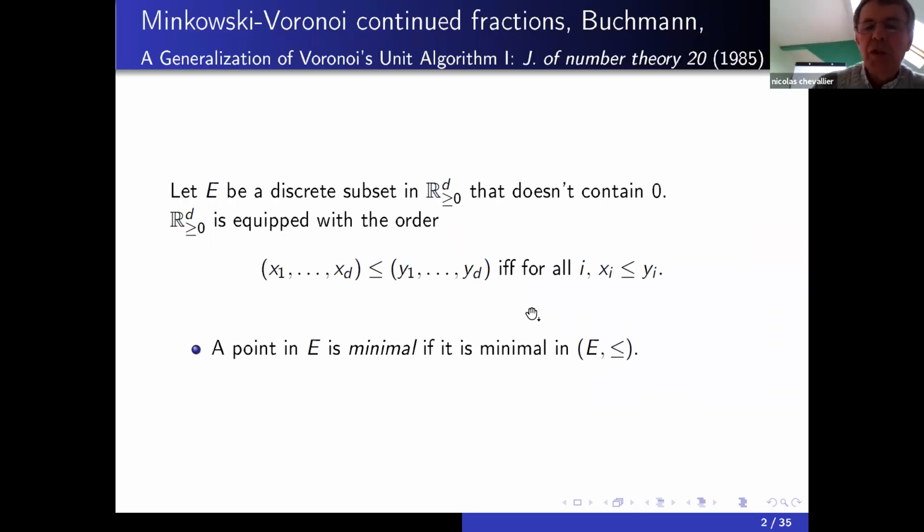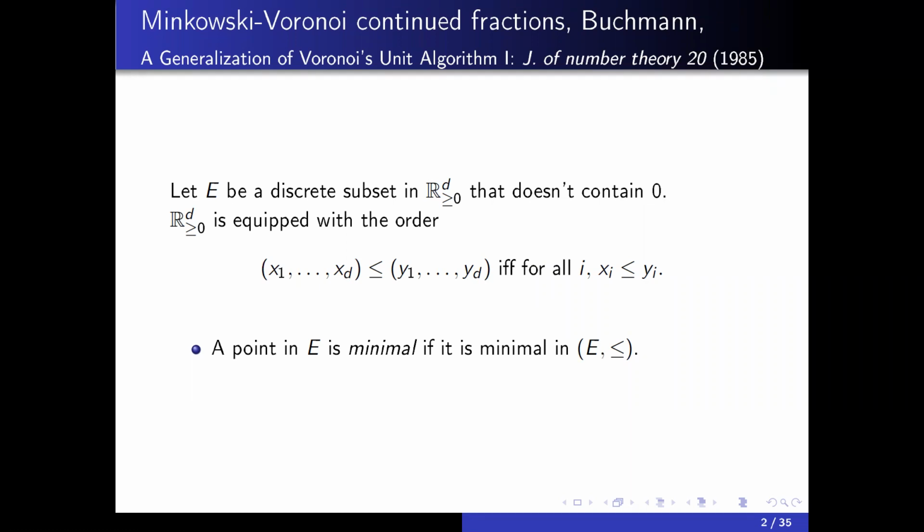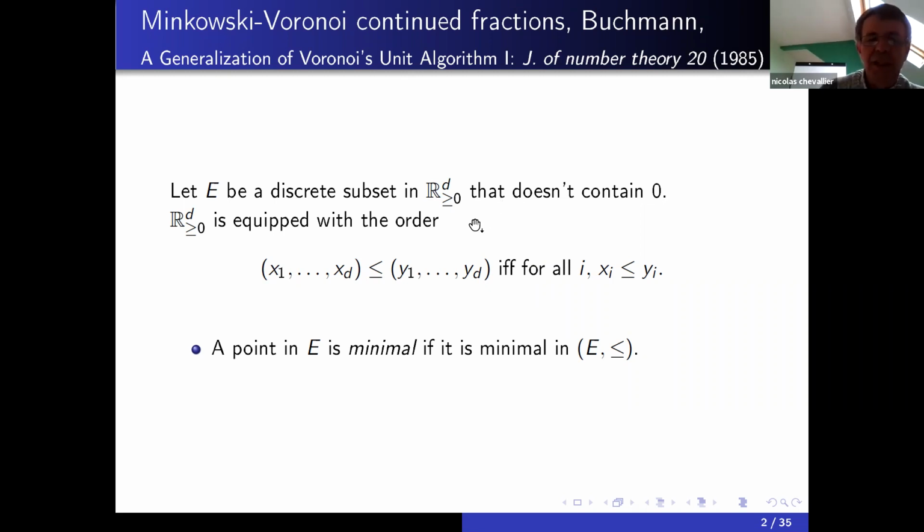Minimal vectors go back to Voronoi, and here I adopt the presentation of Bruman of Voronoi's algorithm. So you have a discrete subset E in the positive quadrant of R^d, and you suppose that the positive quadrant of R^d is equipped with the usual order, this order here, and you say that a point in the discrete subset E is minimal if it is a minimal point in the ordered set E.